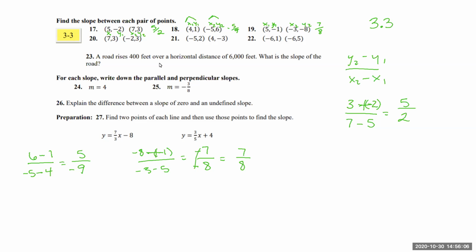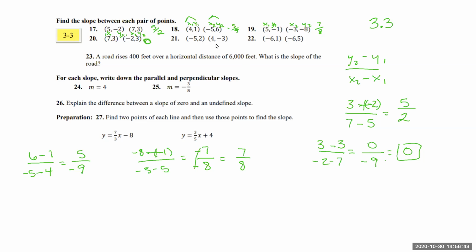Coming over to 20, I'm going to use the same labels that were used up here. So y2 is just 3, and then we have a minus 3, and then over negative 2 minus 7. So this one, we have 3 minus 3, which is going to be 0, and then negative 2 minus 7, which is going to be negative 9. Now, whenever you have 0 divided by anything, this is just going to give us a 0 slope. So that is the answer for number 20 there.